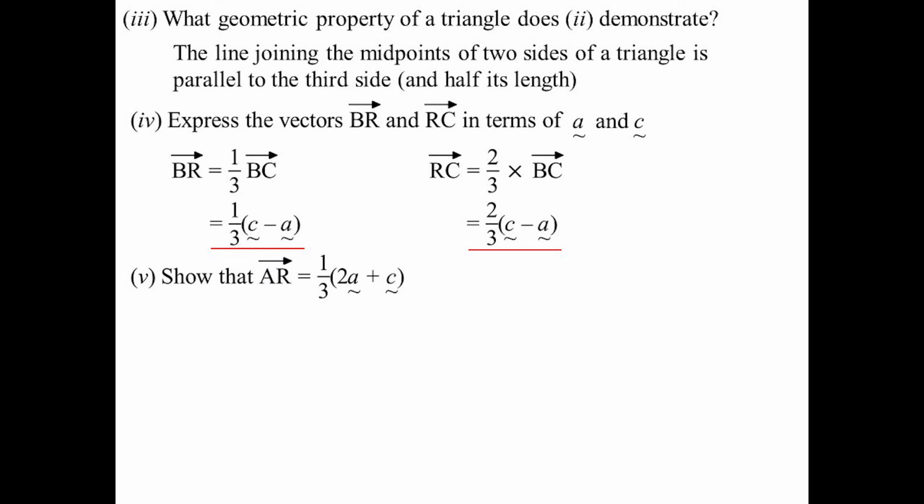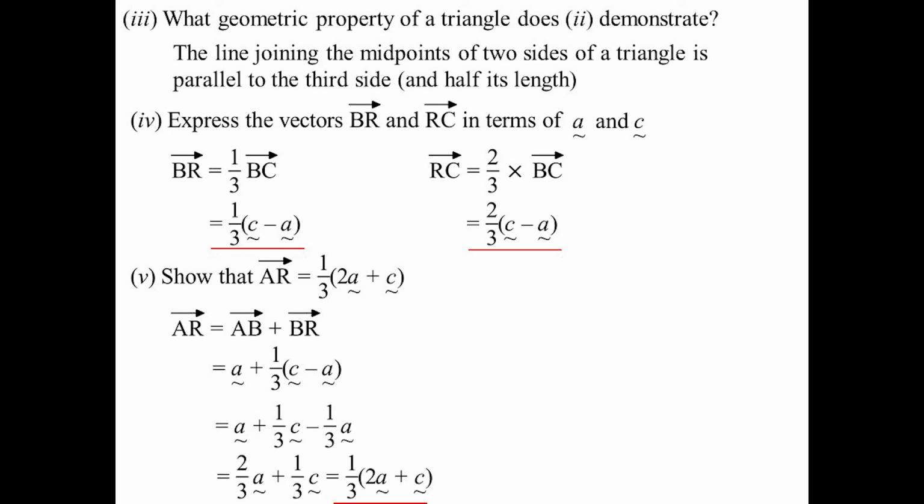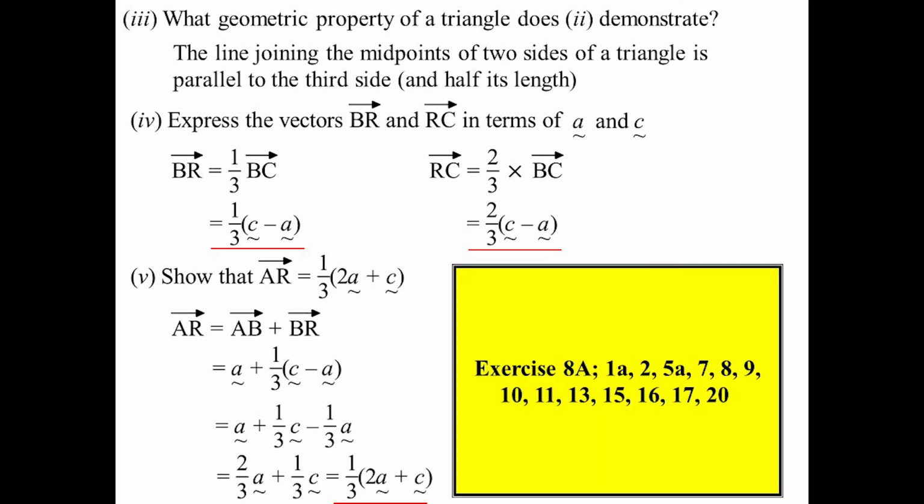Show that AR is 1/3 of 2A plus C. So AR would be AB plus BR. If I take the B away, push them together, I get AR. So now AR would be AB plus BR. In all of this, they told us that AB was A. We found that BR was a third of C minus A. It's really just like algebra now. So I get A plus a third C minus a third A, 2/3 A plus a third C. So that's our introduction to vectors, a bit of a play around with that.